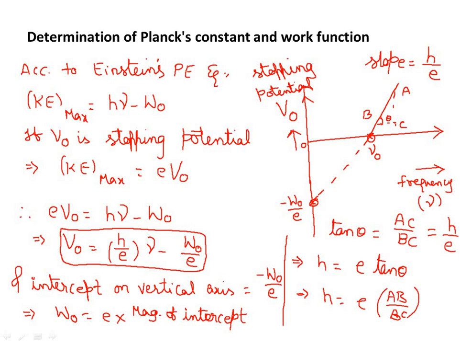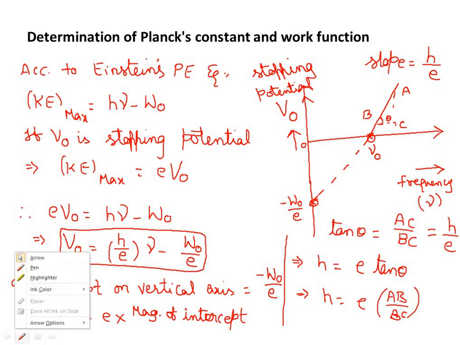So KE max will always be equal to eV naught. Remember, while solving problems this relation is very useful. So eV naught equals h nu minus W naught. Dividing by e on both sides, V naught equals h by e into nu minus W naught by e. Look at this.